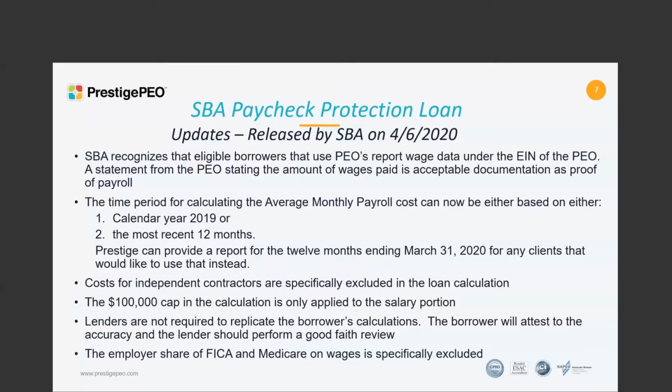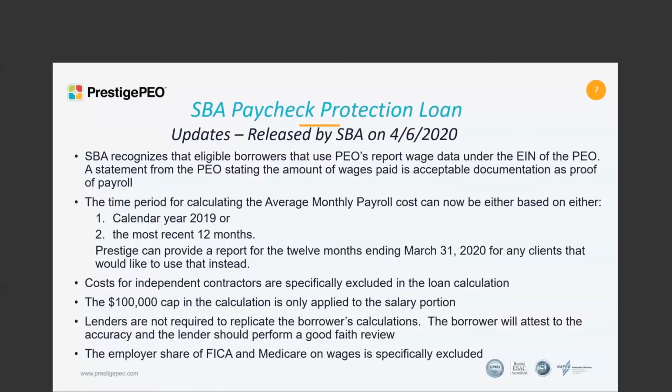The next thing I enjoyed reading is the fact that the SBA has specifically told the lenders and the banks, you do not need to replicate the borrower's calculation. Our report is very nice because it has columns for each of the different types of things that can be included. There's no additional proof that is needed. When you, the borrower, sign your application, you're attesting to this being accurate information, and the SBA has said to the banks and the lenders, that is enough. You don't need anything more.